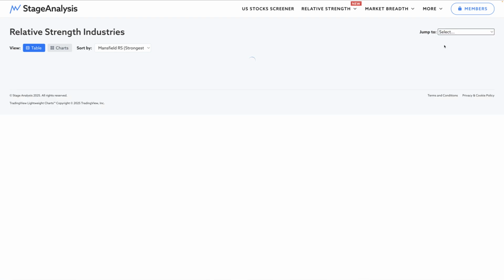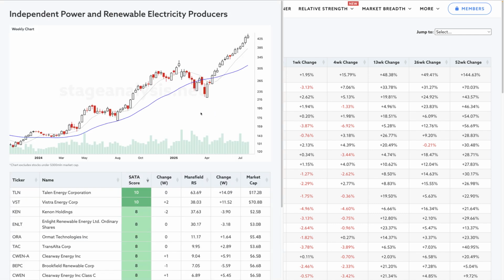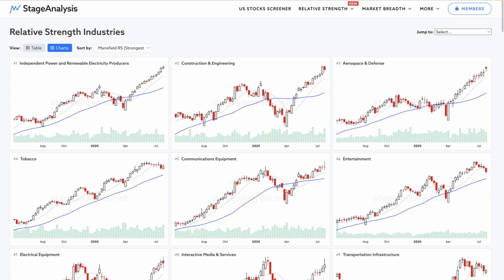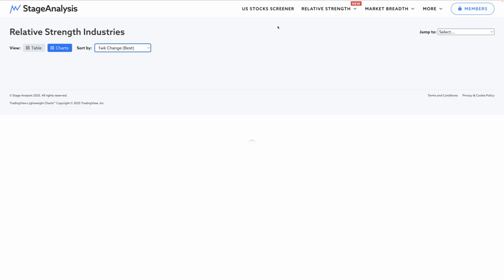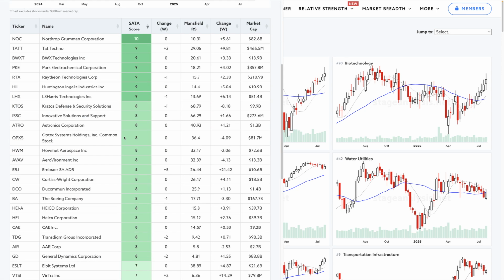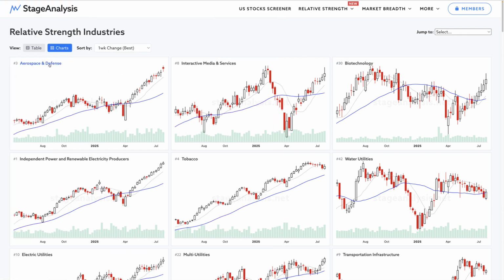You've got industries where there's only 71 at the moment, so independent power and renewable electricity producers is the strongest area overall for that. And again, you can do the same thing. We've got charts for these as well. You can do by 1 week change, 4 week change, etc., and see which is the strongest area. So aerospace and defense in this broader group, you see there's what we got 48 stocks in that one there.